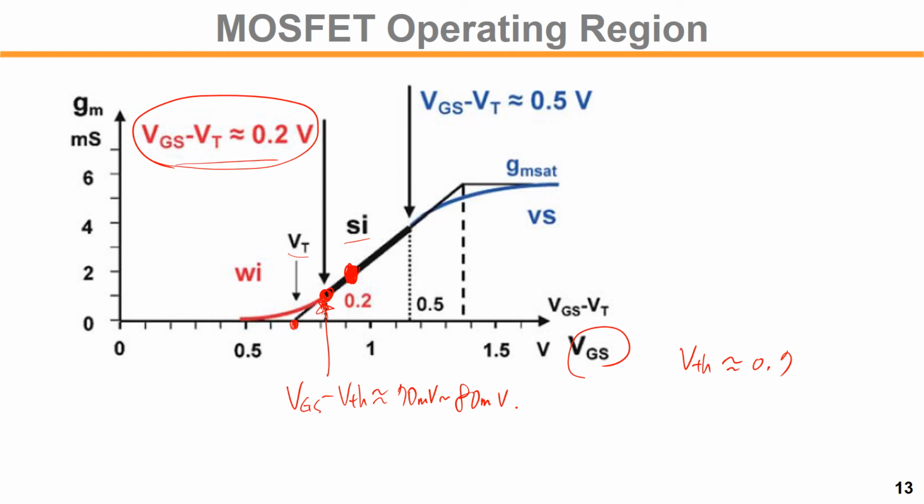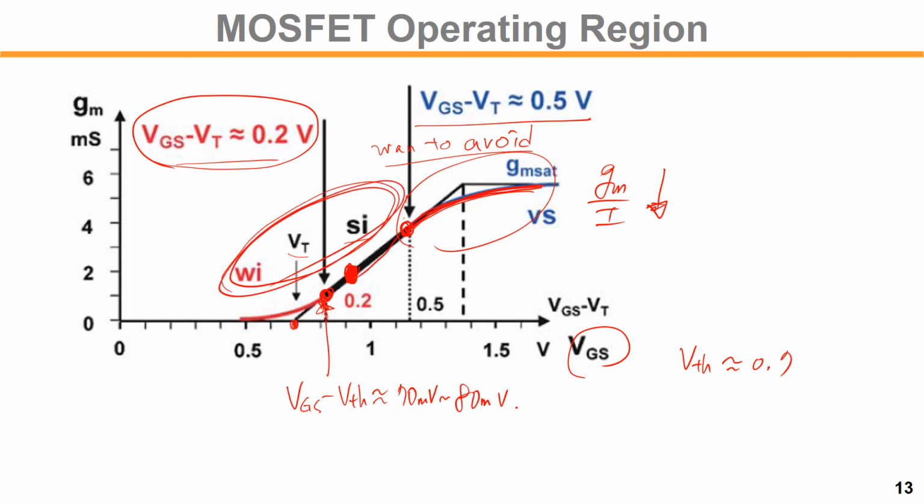But if you have too large an overdrive voltage, in that region GM doesn't go up as much. You put in more current, so in that region the current efficiency GM over I collapses. So we want to avoid the velocity saturated region and try to work in this region. The weak inversion or the strong inversion is popularly used in many designs.